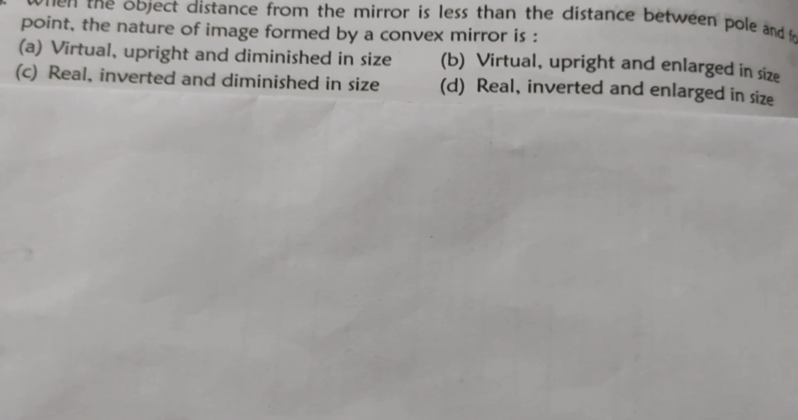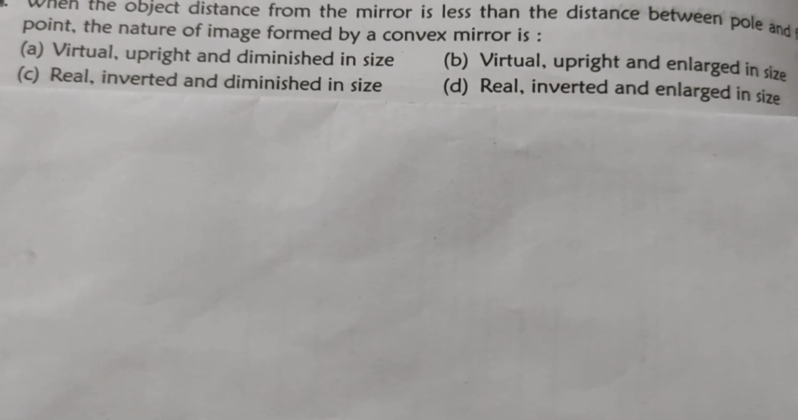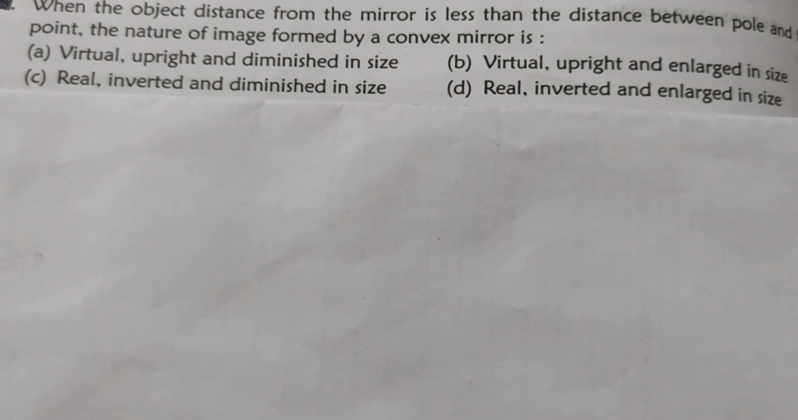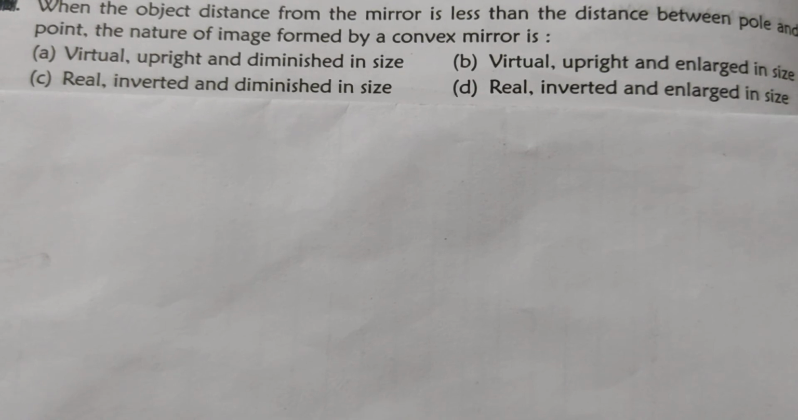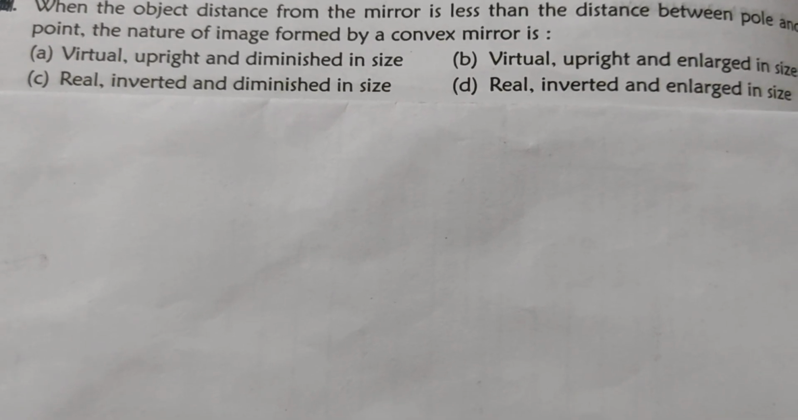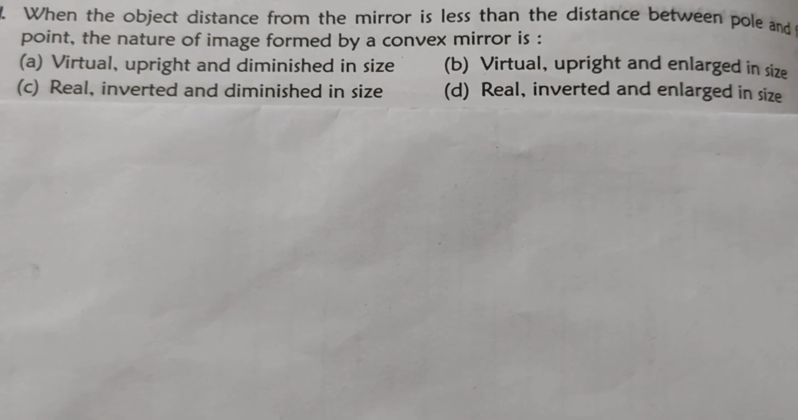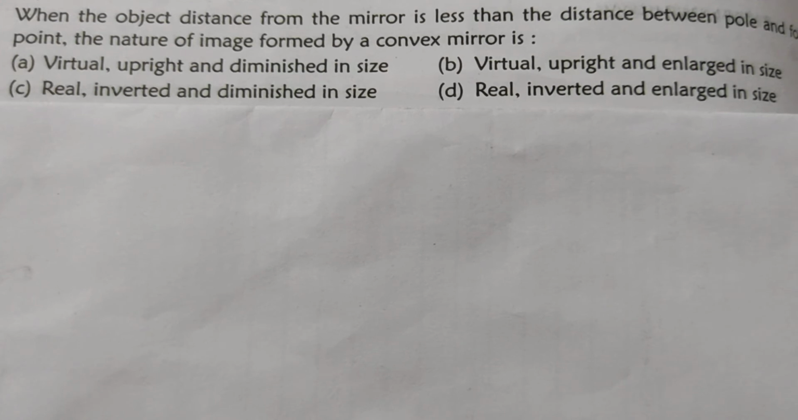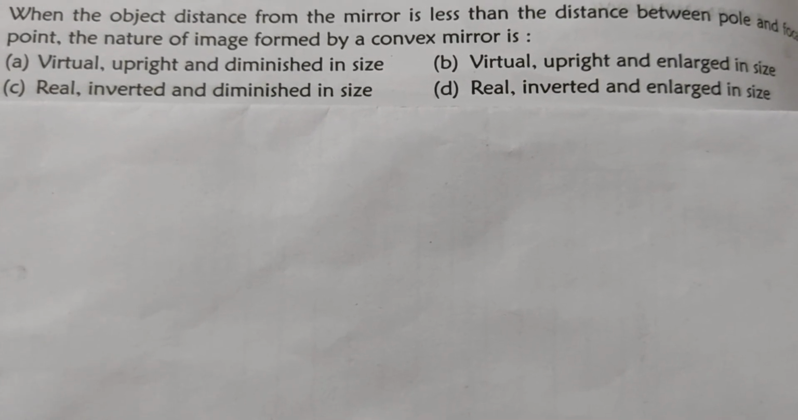So the previous MCQ and this MCQ are quite similar. The only difference is, in that case it was mentioned that the distance is changed, the object is moved towards the pole of the convex mirror, and here it is written that the object distance is fixed. It is less than the distance between pole and focal point. That is, object distance is less than the focal length.